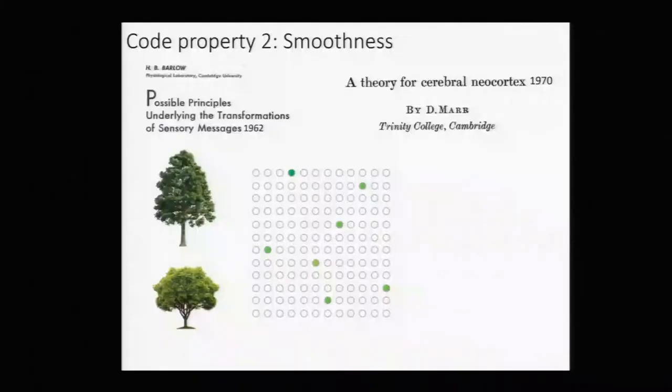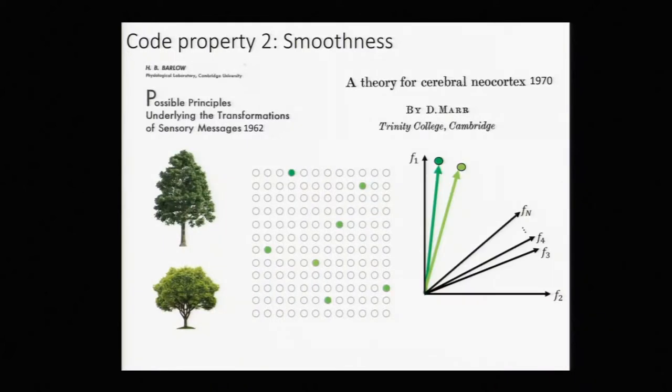So you also want a property that when a similar stimulus comes on, by which I mean behaviorally similar, it drives the same behavior, not that it's physically similar, it should cause a similar pattern. They should overlap. So not everything is orthogonal. Some patterns need to be related. And this leads to a concept of smoothness of the neural code.